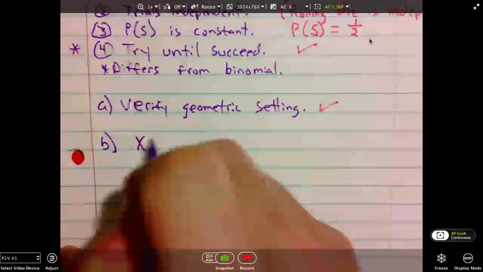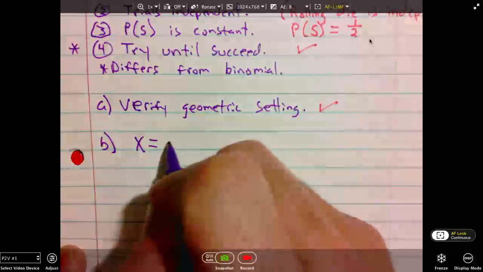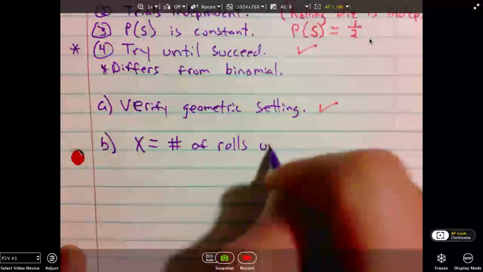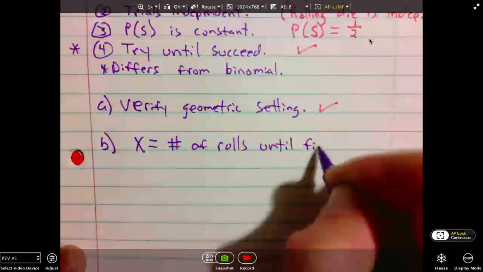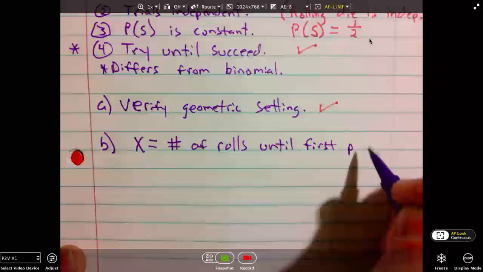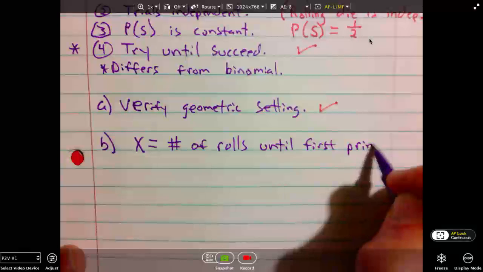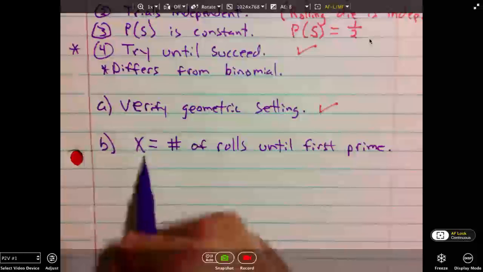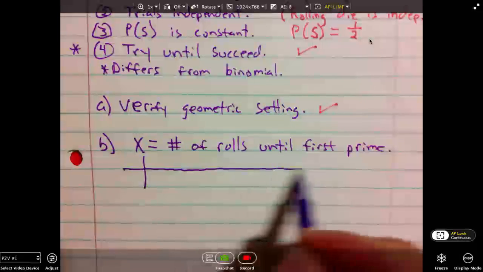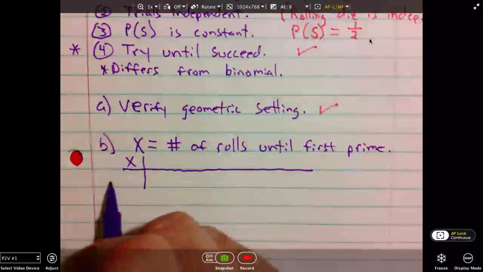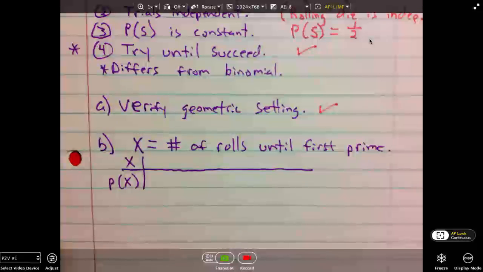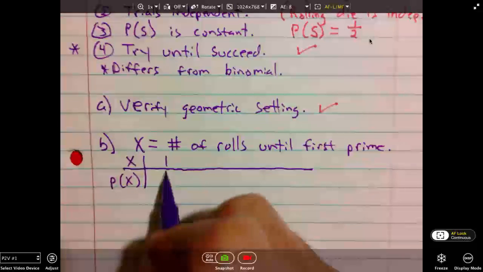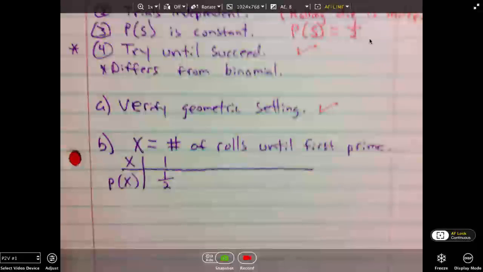They define x to be the number of rolls until the first prime. That is our geometric random variable. Okay, so we construct our table, x and probability of x. All right. Well, the chance of us on the first roll getting a prime is 1/2. And that should be clear.